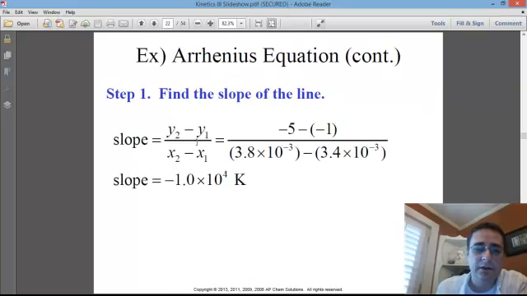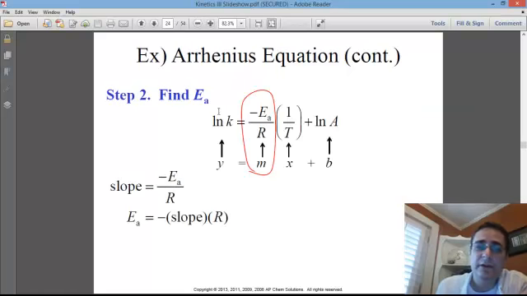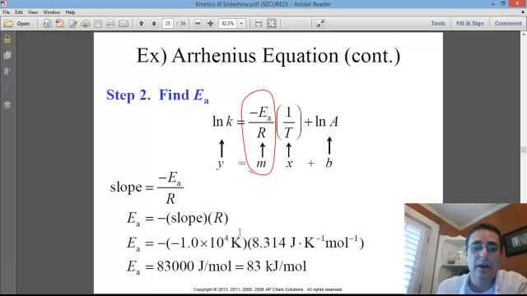So there's our slope formula, okay, solving for the slope. And now that we know our slope, we can solve for activation energy, right? So here's the equation. And since our slope is equal to the negative activation energy over R, then what we have to do is rearrange this to solve for just activation energy. So it becomes the negative slope times R, right?